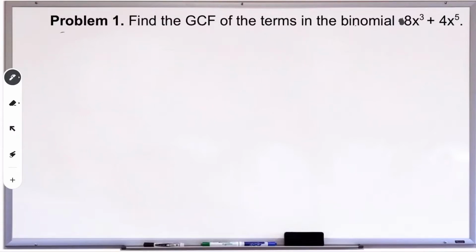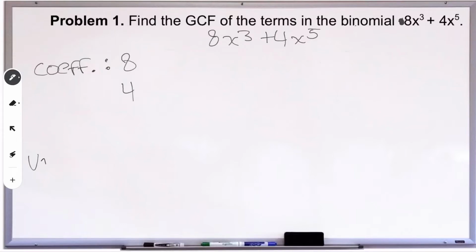Problem number 1 reads, find the GCF of the terms in the binomial 8x cubed plus 4x to the higher power of 5. Let me rewrite that down here. So I have 8x cubed plus 4x to the higher power of 5. My first step will be to identify my coefficients and my variables. So my coefficients are 8 and positive 4. And my variables are x cubed and x to the higher power 5.